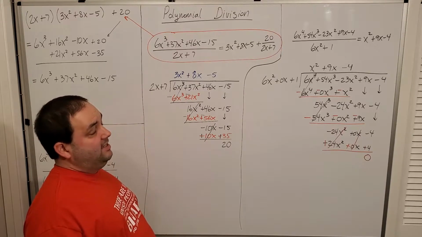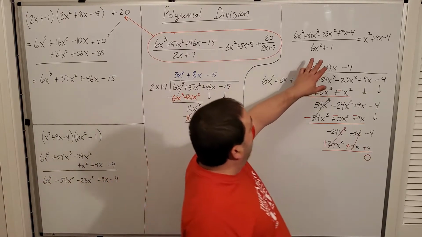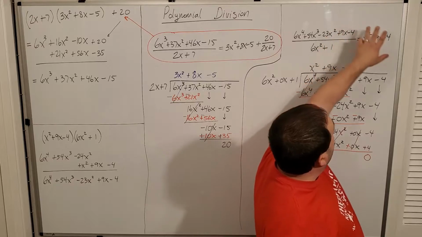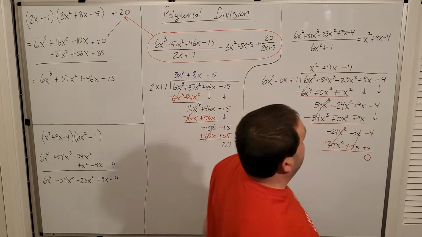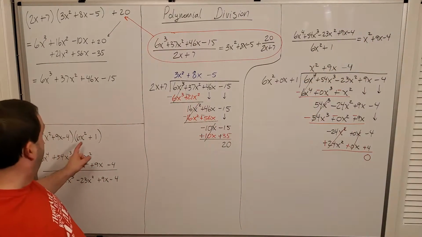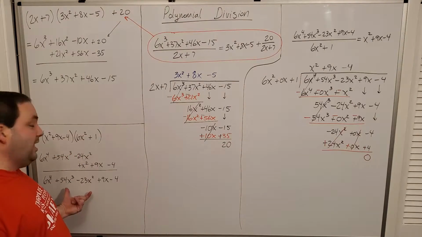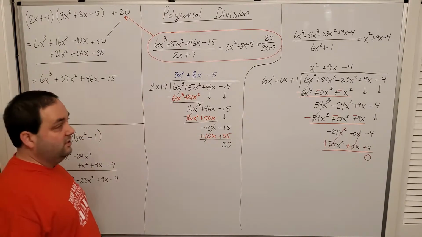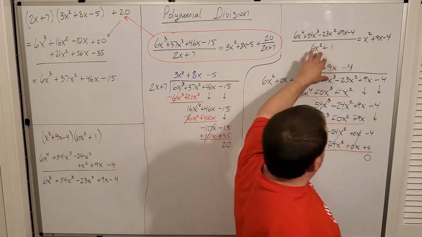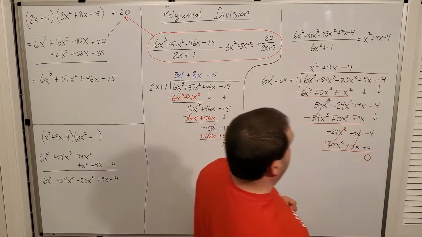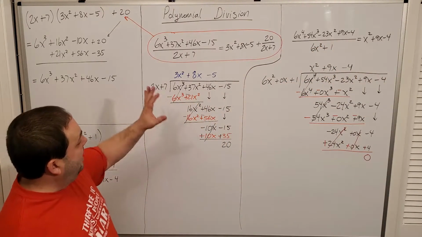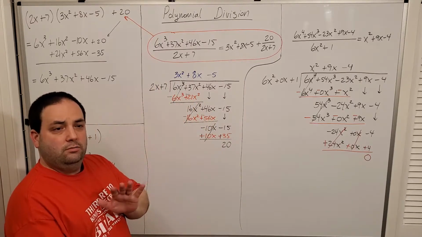And notice that makes sense, right? Because if I actually multiply 6x squared plus 1 times x squared plus 9x minus 4, well, that's what we did over here, right? If I multiply those, I get the thing that I was dividing, right? So this should be the way this division works out. This is how you set up long division, okay?